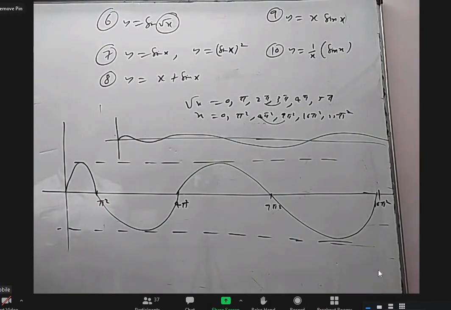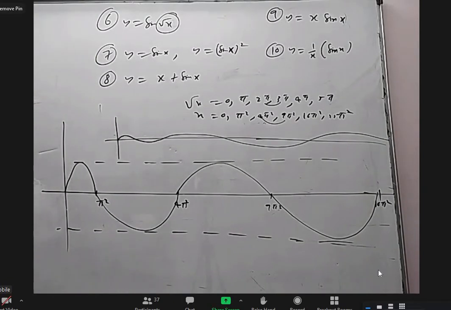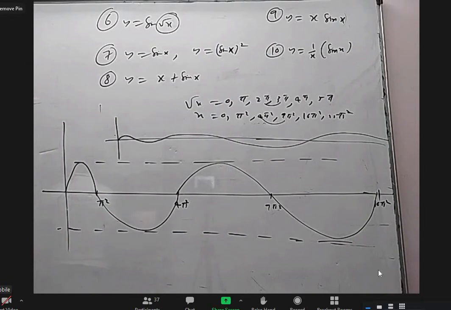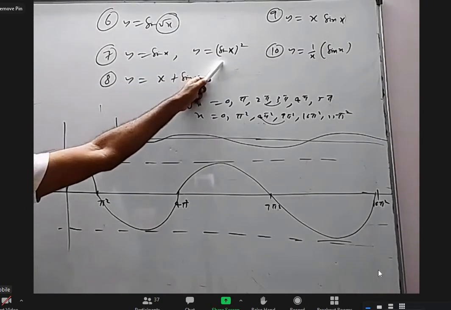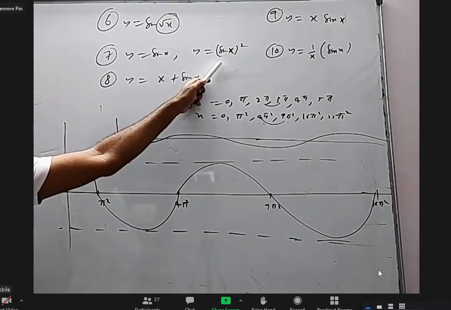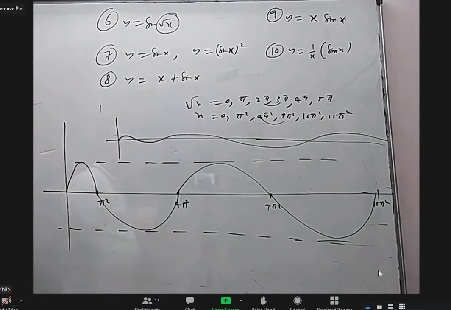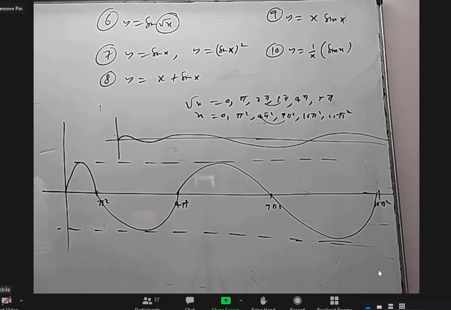Sir, just 1 minute. For sin x whole square, the maximum and minimum values will change, decrease, sir. Are you talking about this one? Sir, this place, between 0 and 1, those values will increase, no, sir. But the values of maximum and minimum will not change.